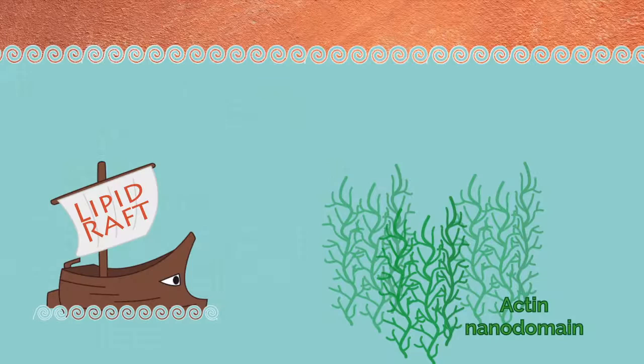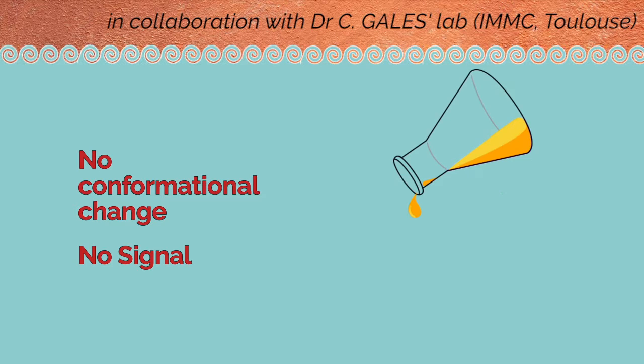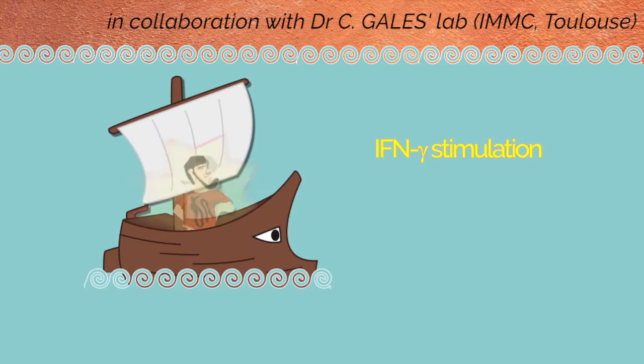To link changes of receptor diffusion and the defects of signaling that we observe with the mutant receptor, we decided to look at conformational changes. We showed that drugs that affect lipid domains completely blocked conformational changes and signaling. On the contrary, actin cytoskeleton inhibition had no effect. It means that the receptor lipidic environment is necessary for the correct conformational change upon interferon gamma stimulation.